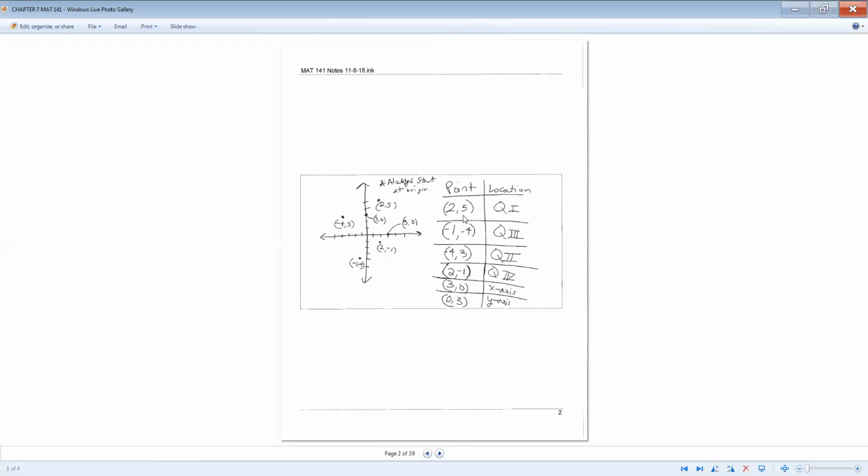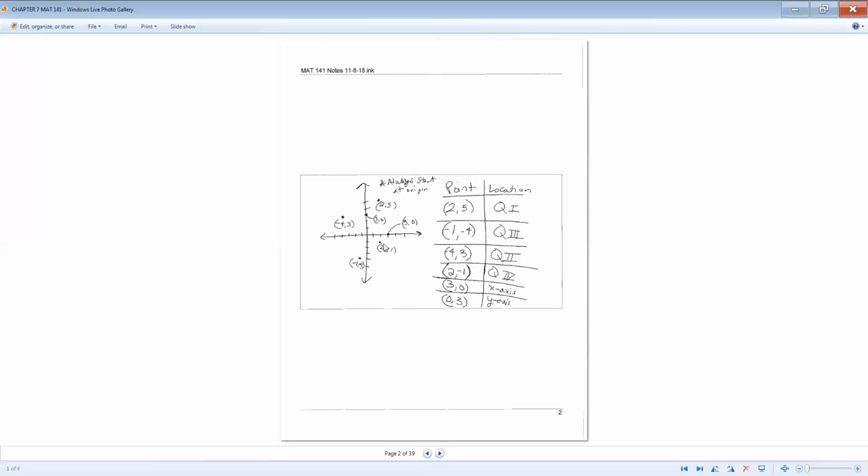So just a few points to make sure we're okay with graphing. If I have the point 2, 5, I will go to my origin. My X move is the 2, so I'll go to the right 2 and then up 5. Both of them are positive moves, and that will be in quadrant 1. If I have -1, -4, I will start at my origin, go to the left 1, down 4, so that puts me in my third quadrant.